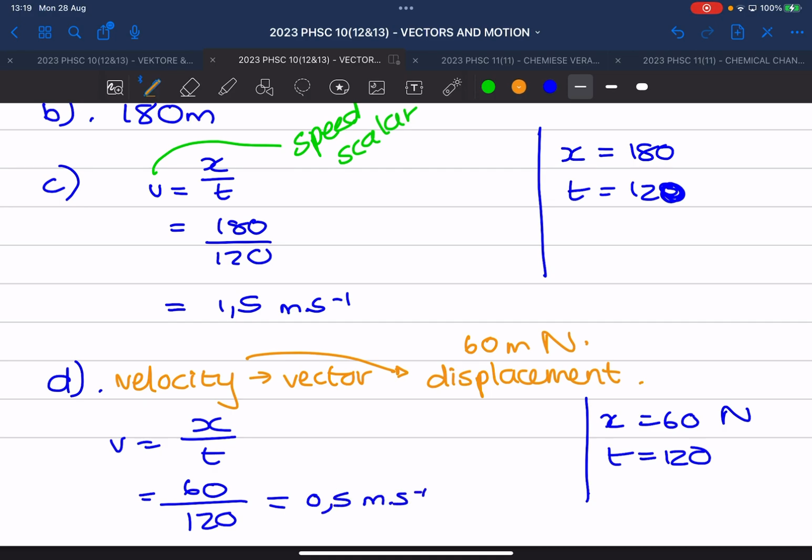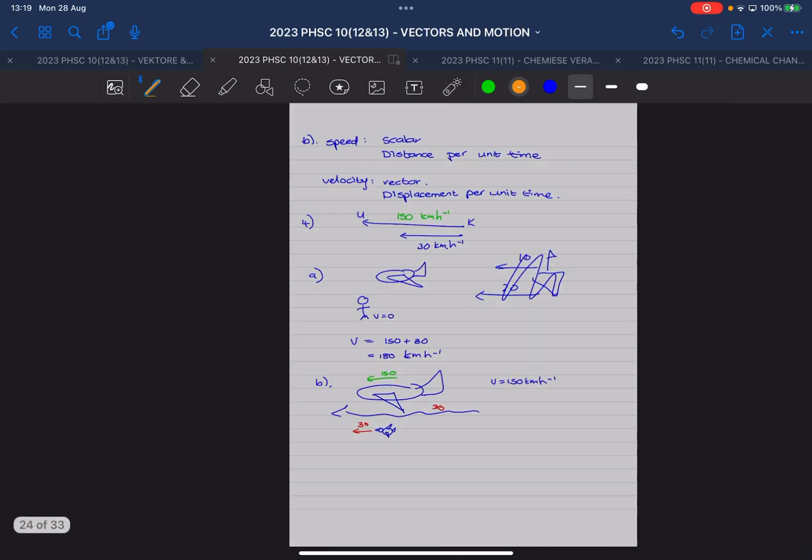But remember, it is a vector. A vector needs to have direction as well. So since his displacement was north, his velocity will also be north. They are linked, they are the same. Okay, sharp. Back to your notes.